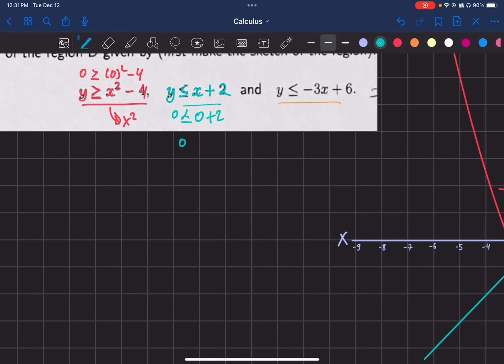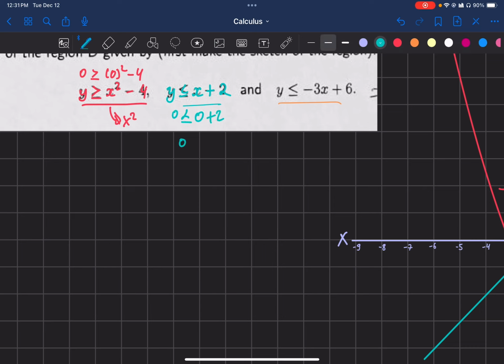That means that this area is the area that I need to be shading. Perfect. Now let's move on to our next graph. What do we have here? We have y is less than or equal to -3x plus 6.